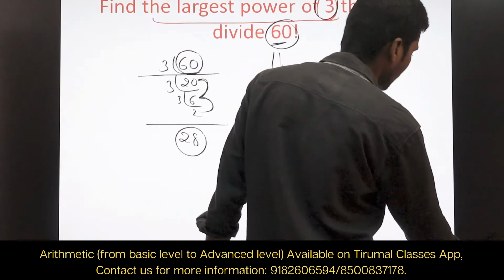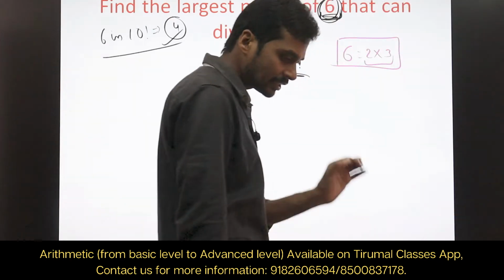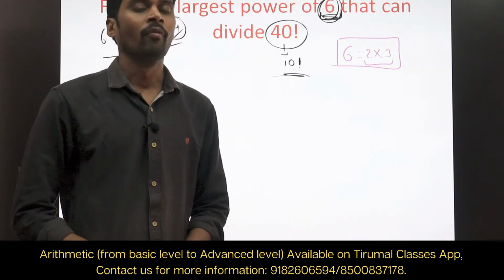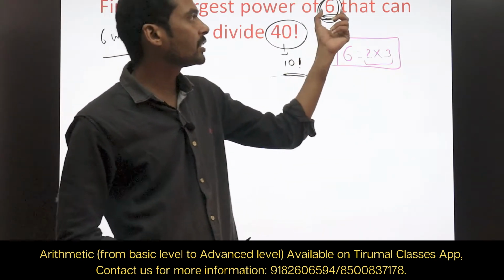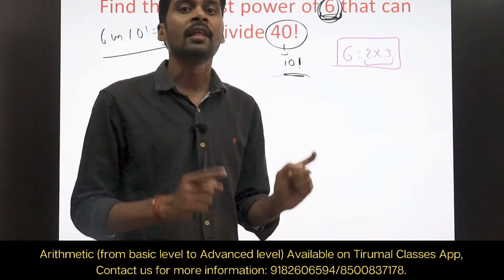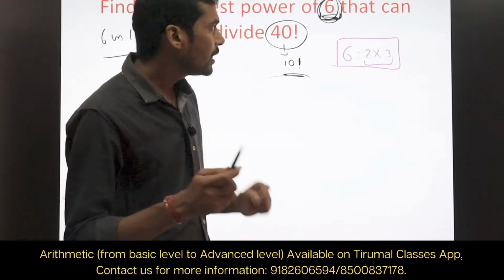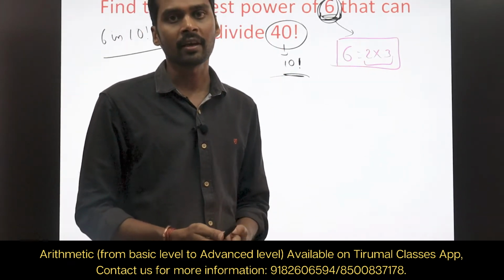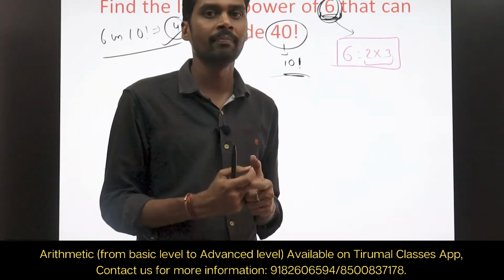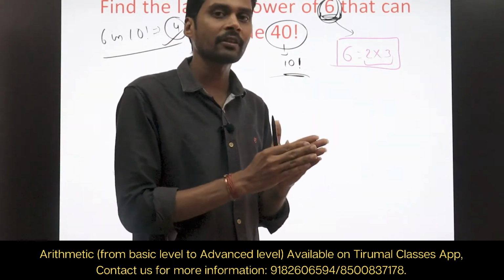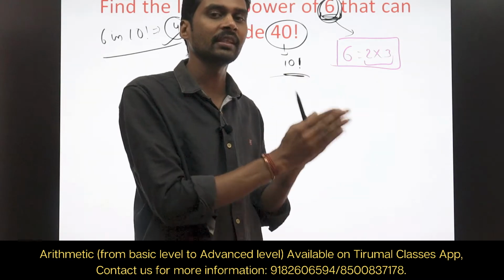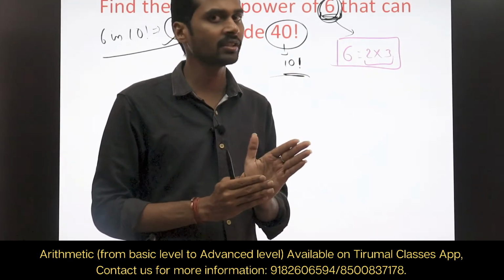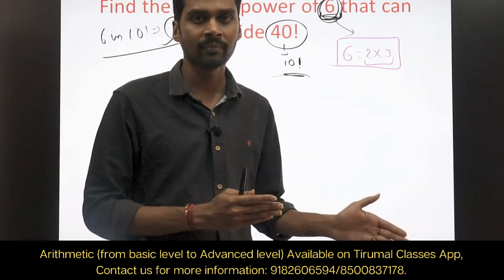But here, when I take the number 6, 6 is not a prime number. 6 is a composite number, right? Whenever we have a composite number, which is not a prime number, you must remember one point. Immediately you should write that number as a product of different prime numbers. So how do you write 6 as a product of prime numbers? You can write it as 2 into 3. This is the only product of primes we have for 6.